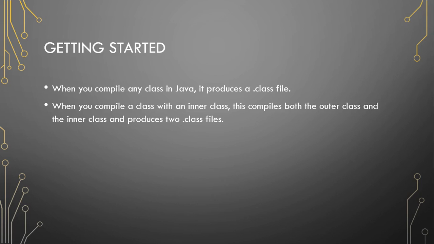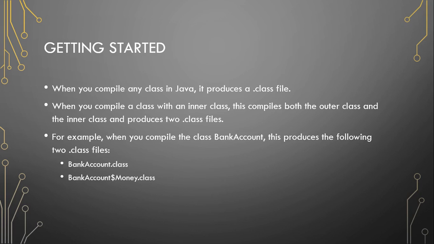When you compile a class with an inner class, this compiles both the outer class and the inner class. It actually will produce two .class files. Yes, two class files. So for example, when we compiled the class BankAccount, this produced the following two class files: BankAccount.class and BankAccount$Money.class.